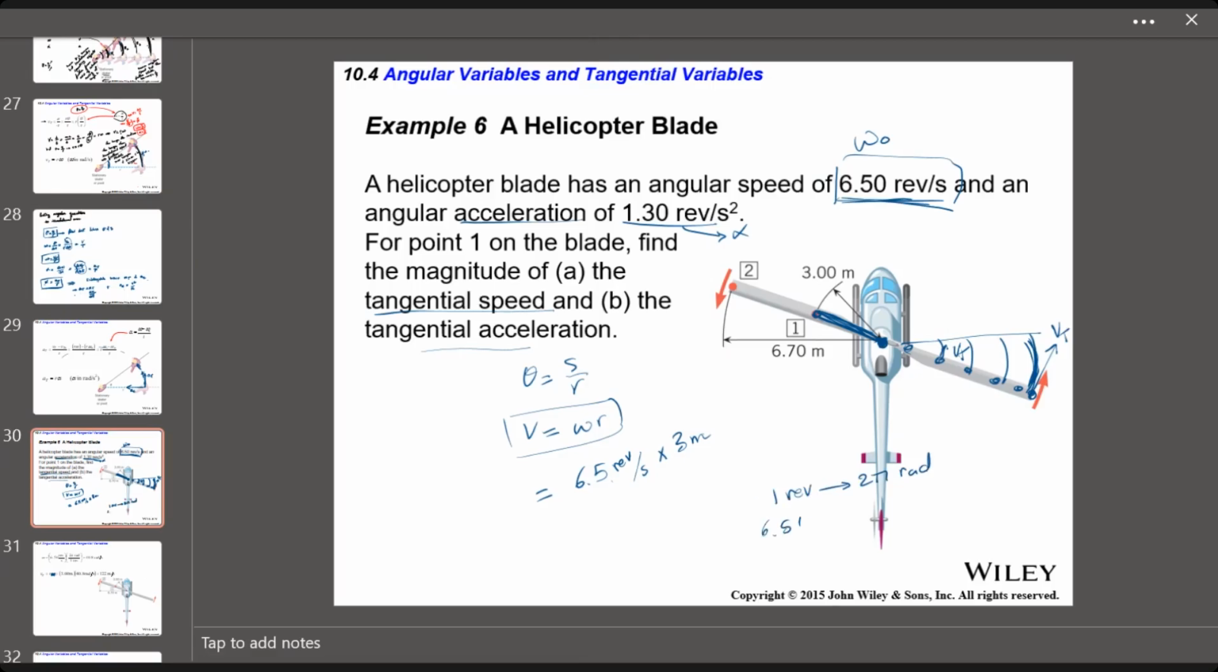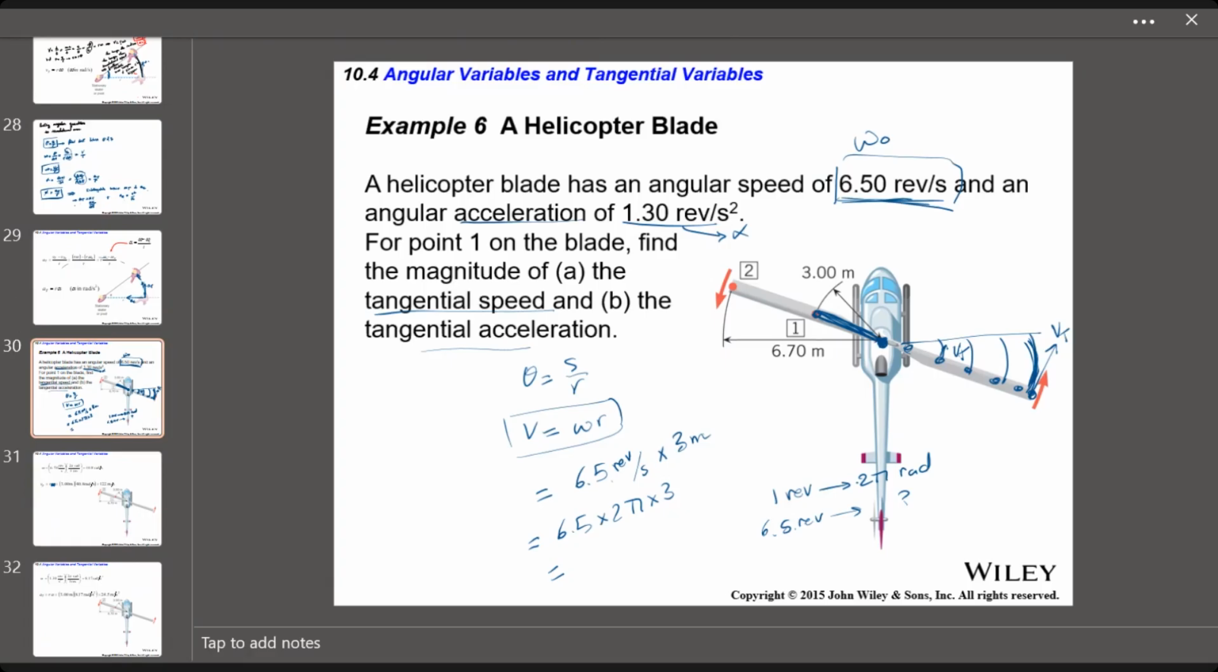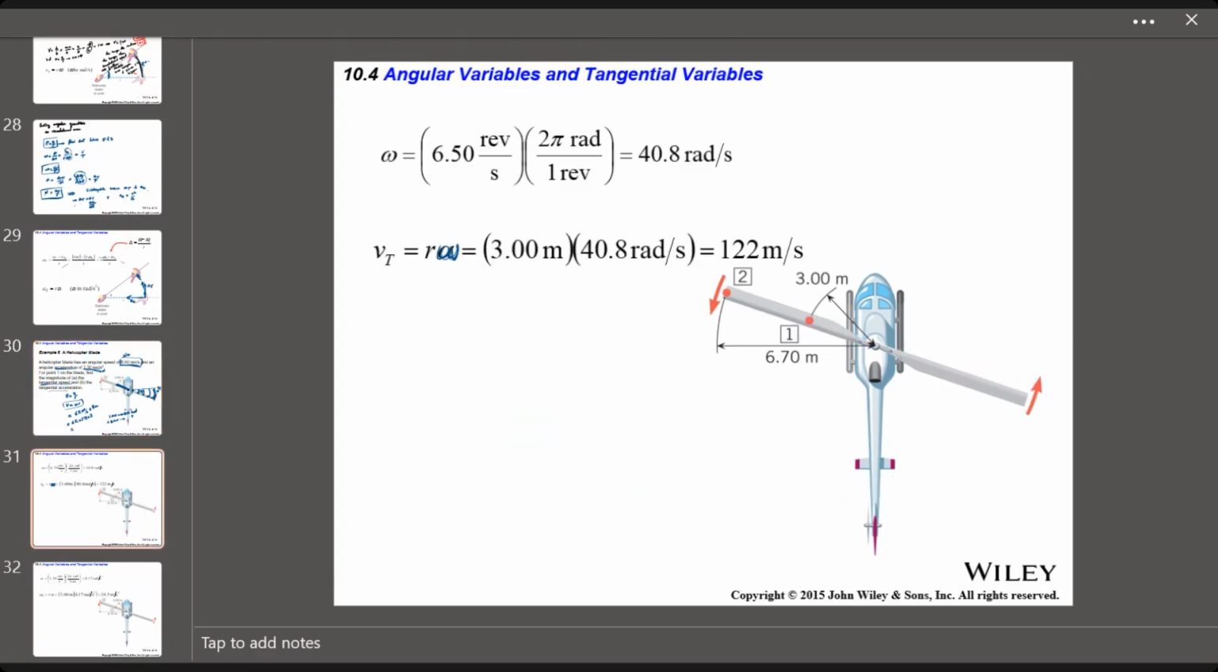So 6.5 revolutions will be how much in radians? I just have to multiply these two. So all you have to do is multiply by 2 pi, then by 3. Tangential speed in meters per second, as you can see here. So I multiplied omega by 2 pi, found it in radians per second. Radian is a unitless quantity, whereas revolution is not. So if this is unitless, you end up with meters per second, the correct unit for speed. This is my angular speed.